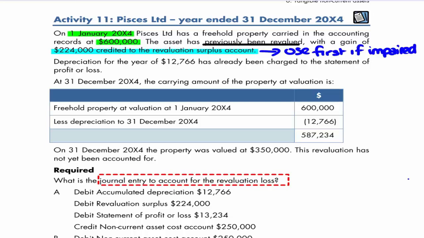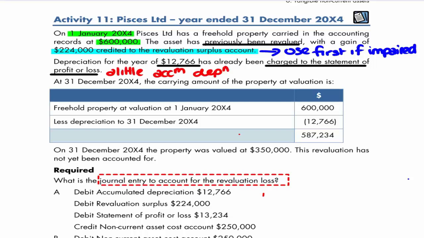$224,000. So what we've just seen in our previous illustration is that if we are going to impair this asset, we're going to want to use up that revaluation surplus first of all. Now the depreciation for the year is going to be $12,766, and this has already been charged to the statement of profit or loss. So we do have a little bit of accumulated depreciation.